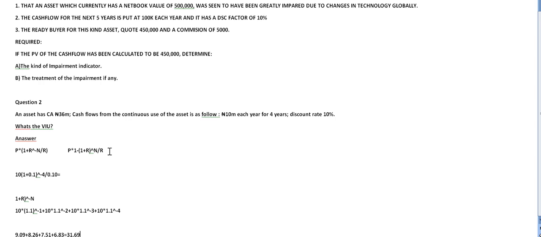The total is 31,698,000. You know, you're supposed to subtract it from the 36 million. So do your annuity again, please.